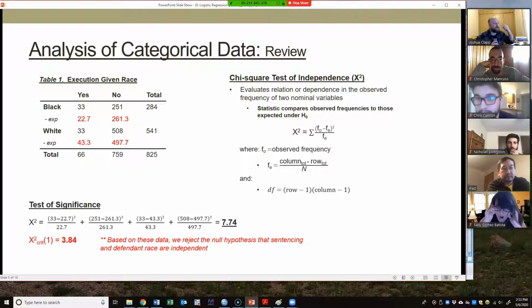Okay, so Chris M., going back to your question, do we need to have balanced cells? No, we often won't. Even though we have a small number of cells, it looks like overall execution is not a common outcome, but it appears to be a much more common outcome for our black defendants as opposed to our white defendants. Descriptively within our cells, execution is underrepresented among our white defendants and overrepresented among our black defendants. This is how we can start teasing apart where that actual difference is coming from.